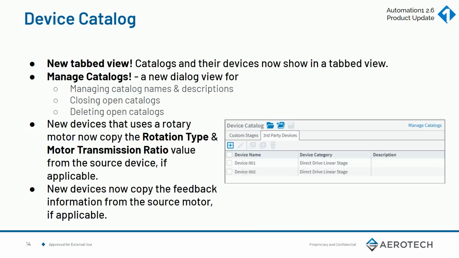Next, we'll be going over the device catalog updates. Device catalog now features a new tab view. The new dialog view now helps users manage catalog names and descriptions, closing or opening catalogs, and deleting open catalogs. New devices that use a rotary motor now copy the rotation type and motor transmission ratio value from the source device if applicable. In addition, new devices now copy the feedback information from the source motor if applicable.